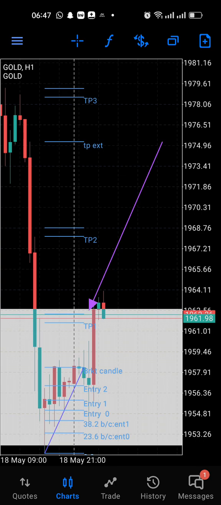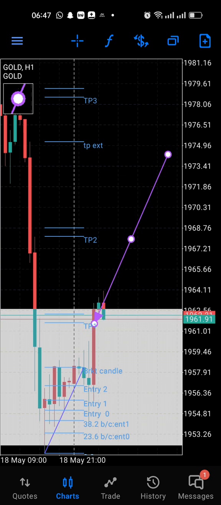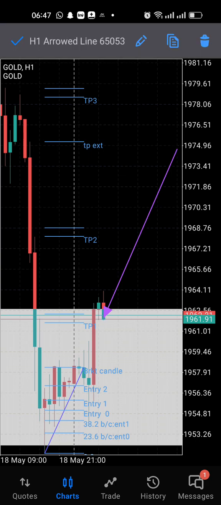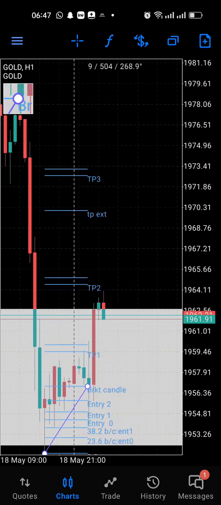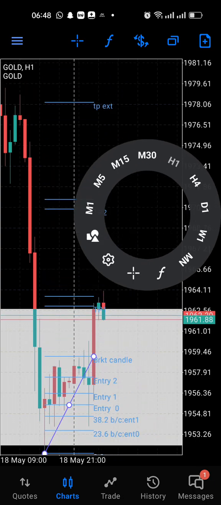As I always say, don't joke with this thing. Don't joke with this thing. Practice it, backtest it. It works. Okay? So you can see it hit my TP without problem. There is someone who asked me about how I place my Fibonacci levels. Okay, let me briefly explain them.